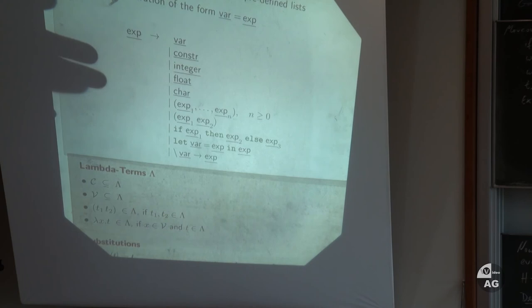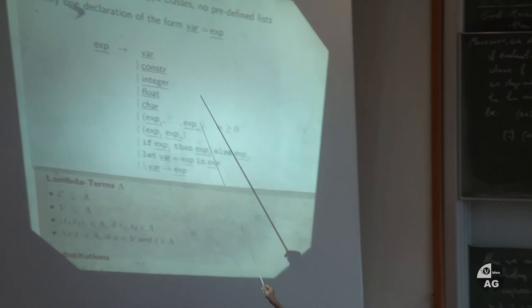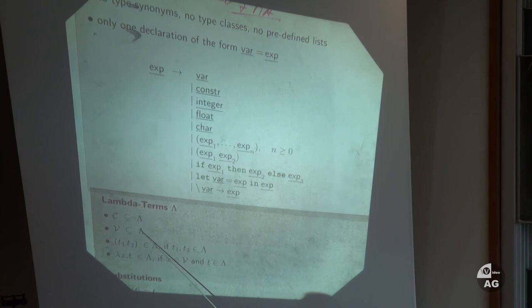So variables. A Haskell expression can be a variable. Well, variables we have in the lambda calculus as well, so that's nothing new. So variables can be kept as they are. Now here we have data constructors. Well, data constructors will be considered as constants. So these constants we have in the lambda calculus as well. And similarly for integers, floating points, and characters, they will all be considered as constants. So everything up to here, we need no special translation. This exists in the lambda calculus as well.